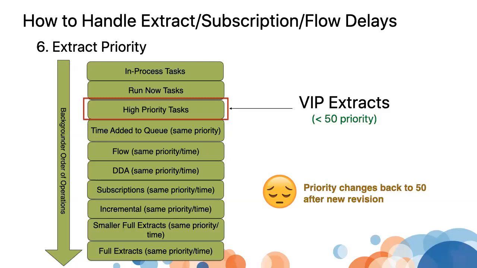Now the thing is, the priority changes back automatically to the default 50 after a new revision of the workbook or a new revision of the data source. That is the way it is. That's the behavior. Okay, just be aware. You can give high priority to a workbook, that's okay, but after the workbook has a new revision published by the owner, it resets back to 50 automatically. That's a feature. It's been there a long time. There's no change. Now, how to deal with that?